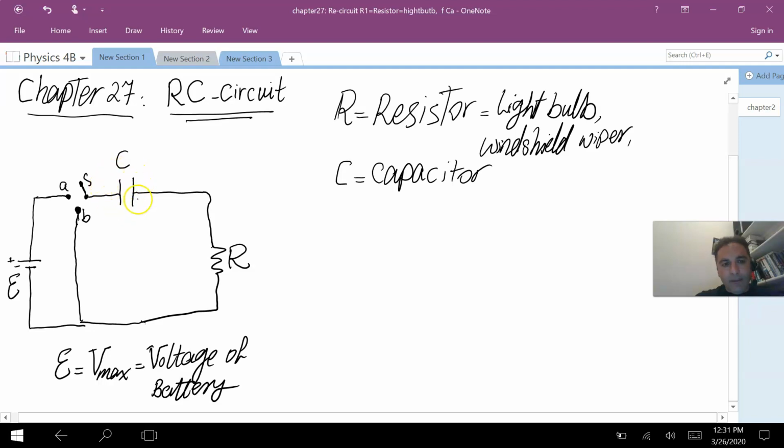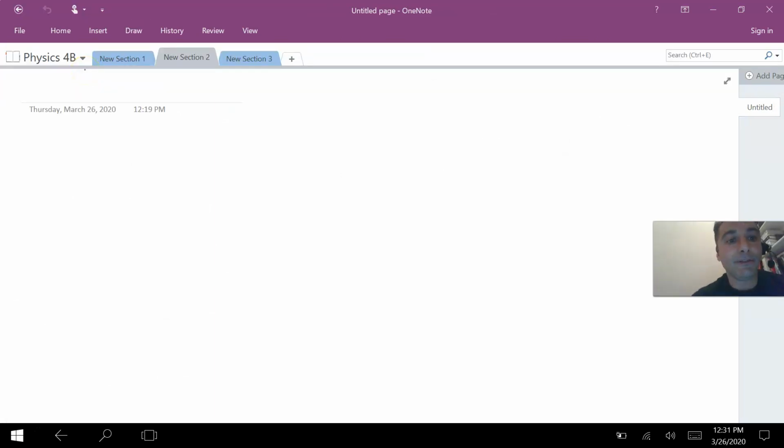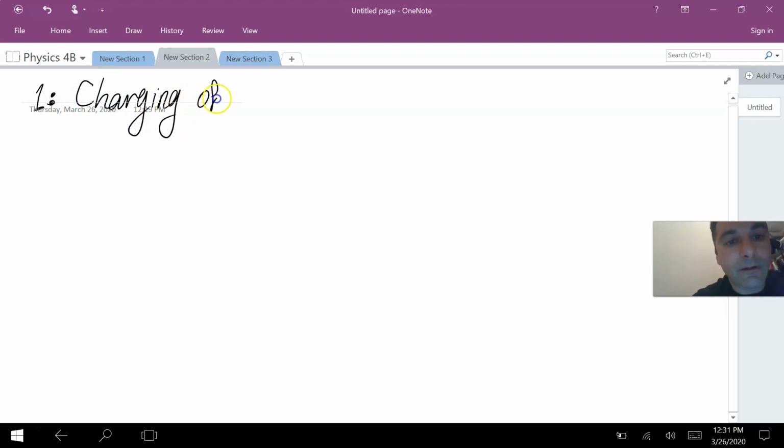So this capacitor, let's say at the beginning, it's discharged. It doesn't have charge. Now, if we move switch S to the position of A, therefore, what I am going to have, section 1, let's call it charging of capacitor.